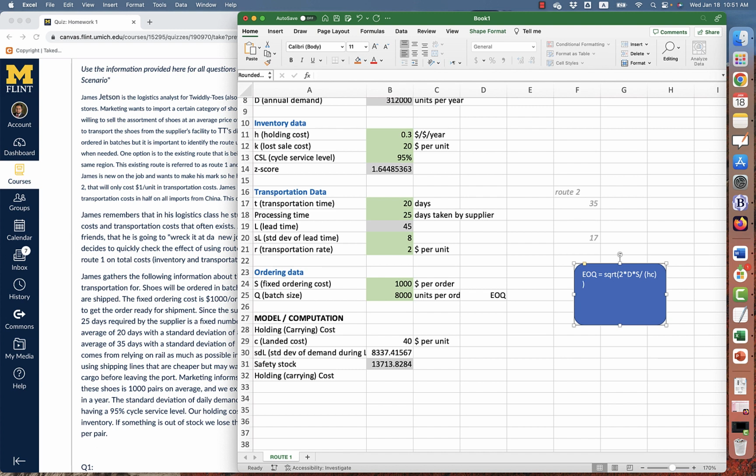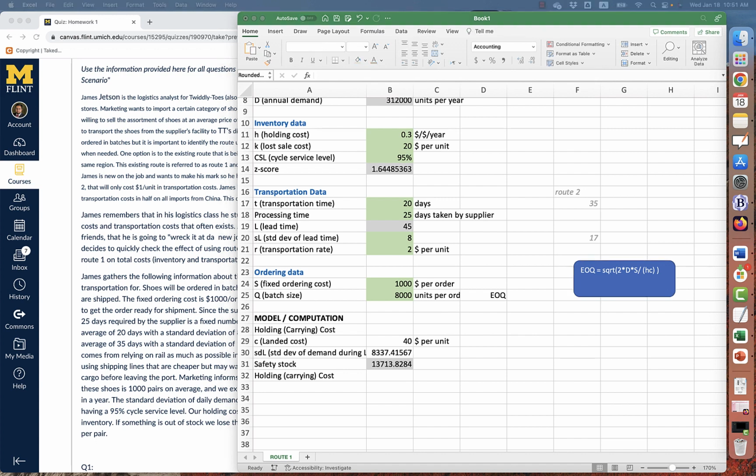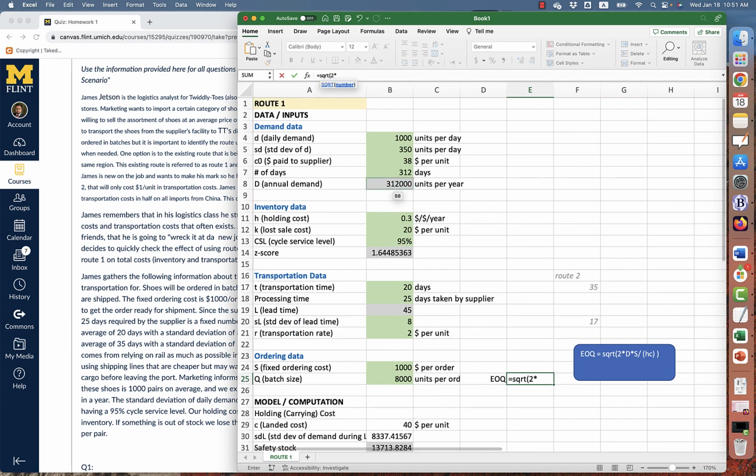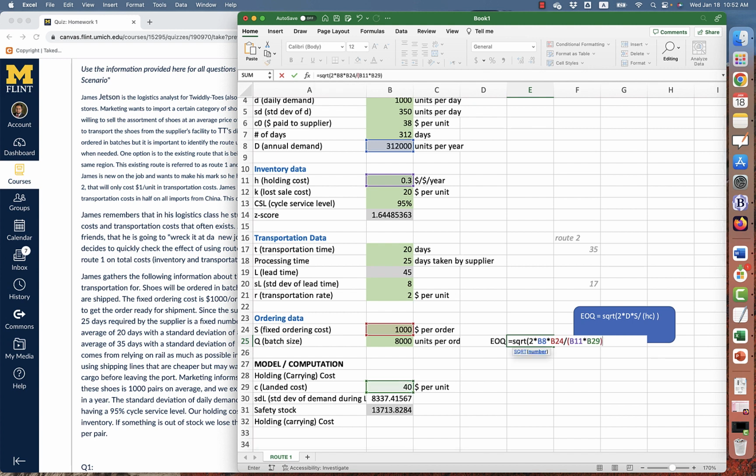Okay, so that is the formula for EOQ. The EOQ will be square root of 2 times capital D, which is annual demand, right here, times the ordering cost S, which is right here, divided by, bracket open, because we want to do the denominator first before we divide, H, the holding cost, right here, times C, which is the landed cost, which is right here. And that becomes 7,211.